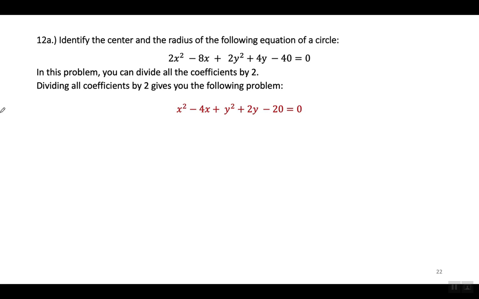All right, once you get it in this form, it's the same process as what you did in question 11, where first you move the constant to the right.